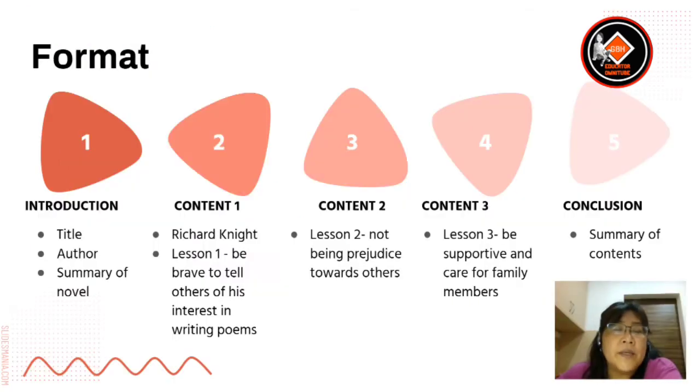Now let's look at the format. First, in the first paragraph, you must have the introduction. You must write the title, the author, and then a short summary of the novel. And then for content 1, you must write the character, Richard Knight. Lesson 1, to be brave, to tell others of his interest in writing poems. Content 2, lesson number 2, not to be prejudiced towards others. And lesson 3, to be supportive and care for family members. And then the conclusion will be the summary of the ideas that you have mentioned in the contents.